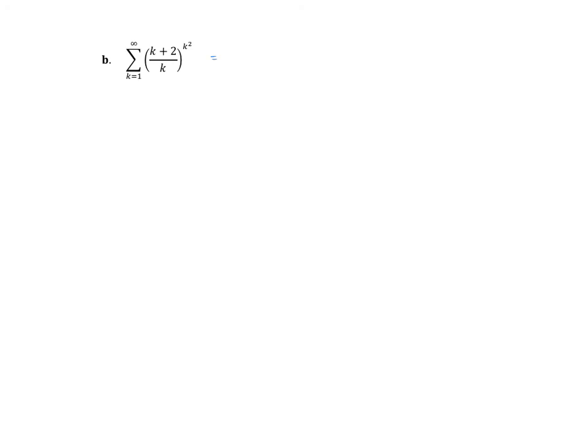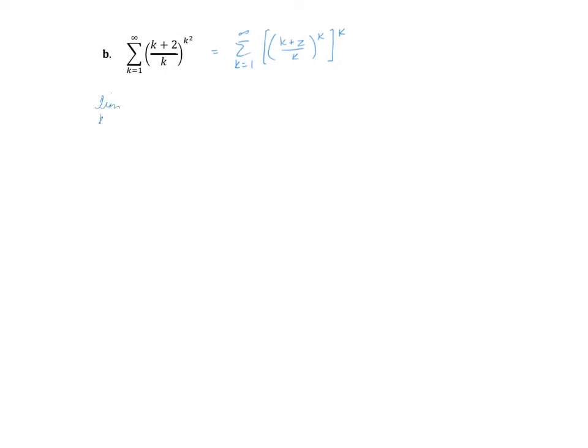Something I would like to do though is look at that k squared exponent, because that will not cancel when I take the kth root, because it's not just k, it's k squared. So this is actually k plus 2 over k to the k power, all raised to the k power. So now when I take the kth root, that outside exponent k will cancel. So let's look at the limit.